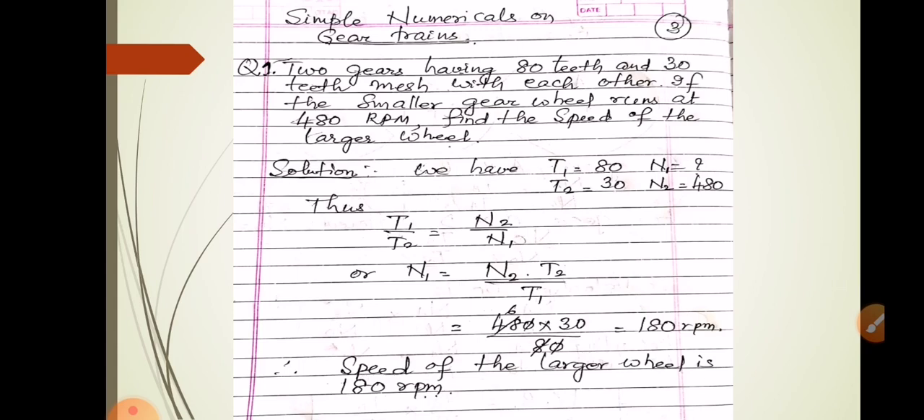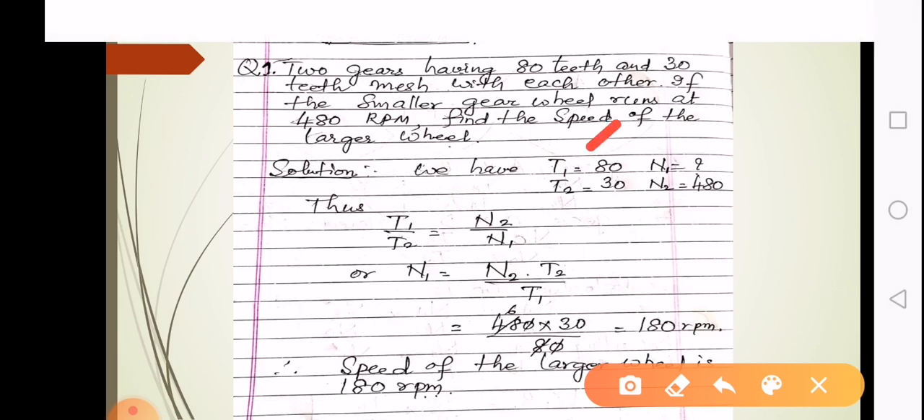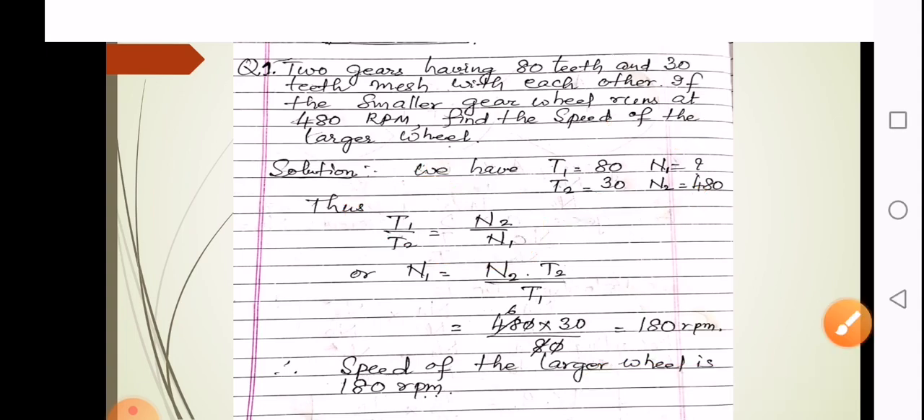Let's say the first example: there are two gears having 80 teeth and 30 teeth respectively, and they mesh with each other. The smaller gear is the one having 30 teeth. If it is rotating at 480 rpm, find the speed of the larger wheel. Now T1 is given, we need to find N1, and T2 and N2 are also given. So we write the equation as T1 by T2 is equal to N2 by N1. Using this, we just have to find N1. So N1 will be equal to N2 T2 by T1.